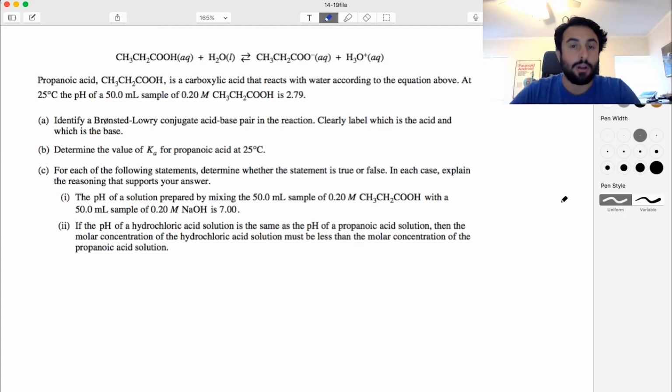Okay, we have a nice long answer problem here regarding titration, acid, base, Ka, that kind of stuff. So let's take a look. Propanoic acid is a carboxylic acid that reacts with water according to the equation above. At 25 Celsius, the pH of a 50 milliliter sample of 0.20 molar propanoic acid is 2.79. So there's our given information.